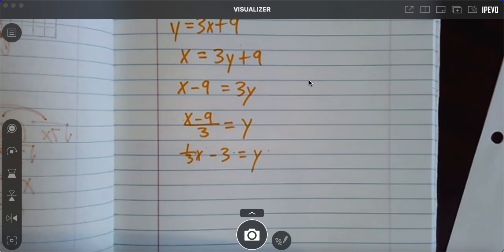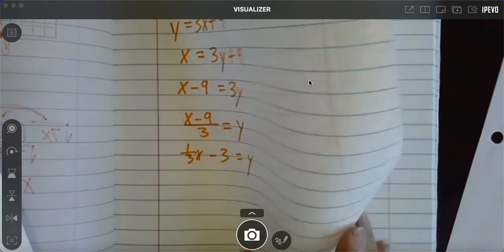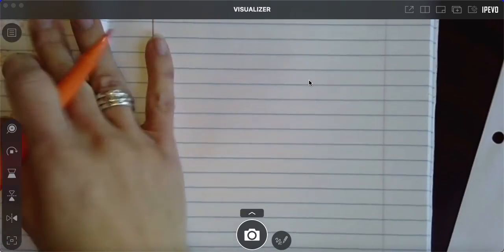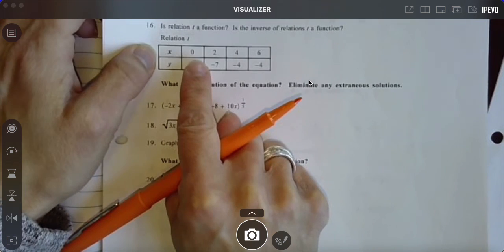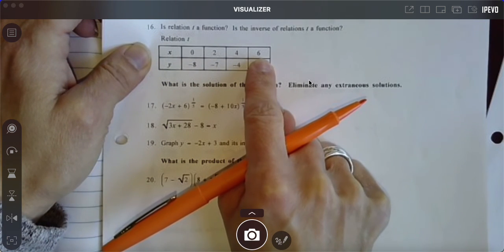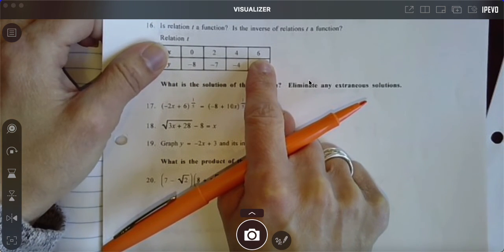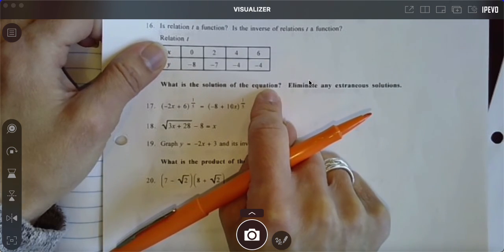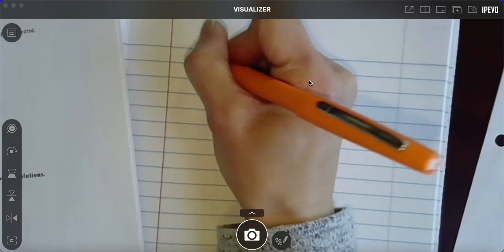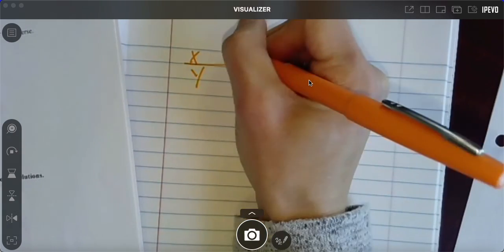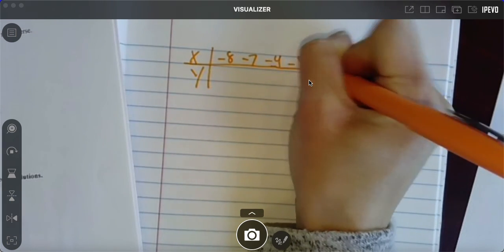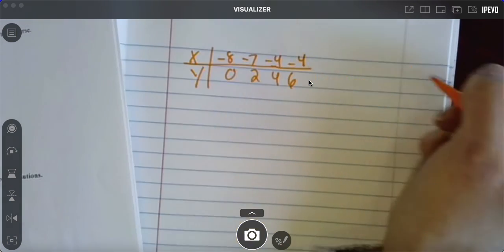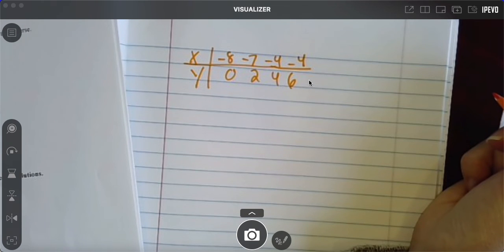Number 16. Is this a function? And then is the inverse of it a function? All you're looking for in a function is that your x values can't repeat. Do my x values repeat? No. So yes, it's a function. Now I'm going to switch them, and I would rewrite it. My new x values are -8, -7, -4, and -4. Is this one the inverse of the function? Yes. Yes. No. Wait, is it repeat? Is this one a function?